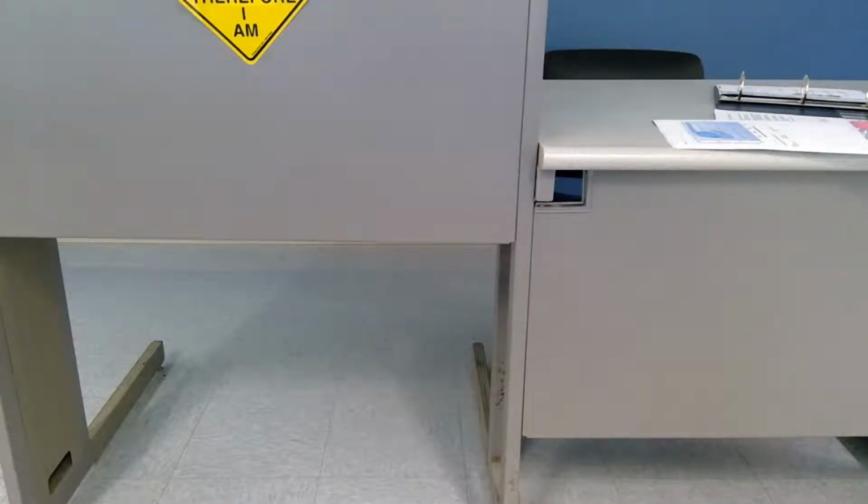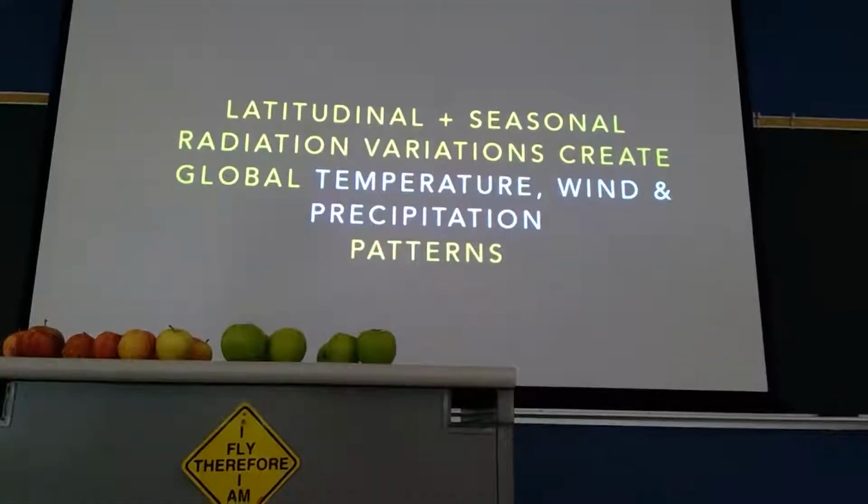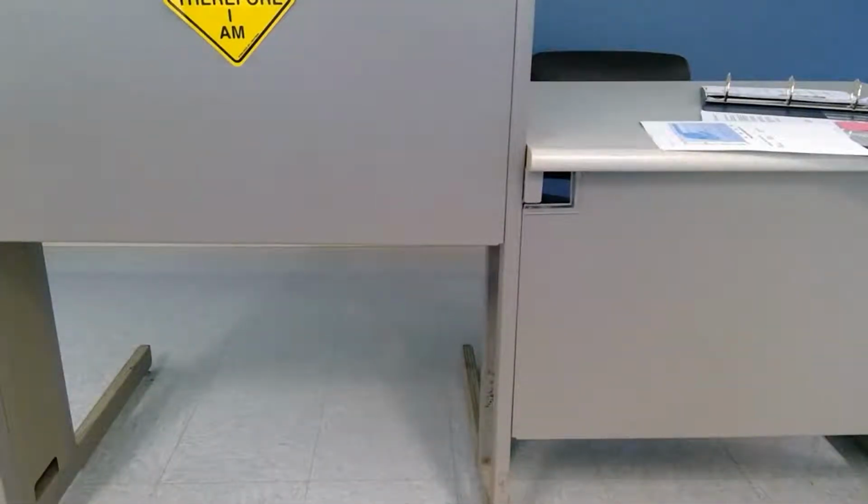Cool. Okay, so latitudinal plus seasonal radiation variances create temperature, wind, and precipitation patterns. Because radiation varies over time and space, we get temperature variations, we get wind blowing, we get precipitation happening to greater and lesser extents in different locations. And that gives us then the different plant biomes. We're going to see that wind has a huge effect on aquatic environments. And because wind is moving due to unequal solar heating, we can tie it back to the same base principles of climate.